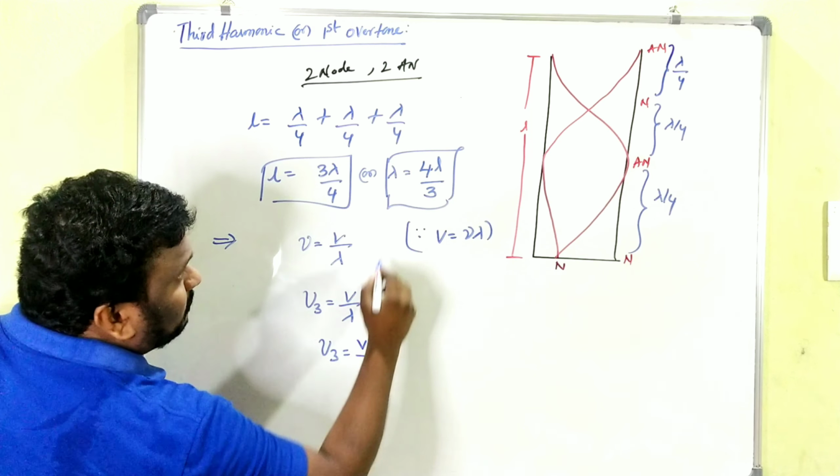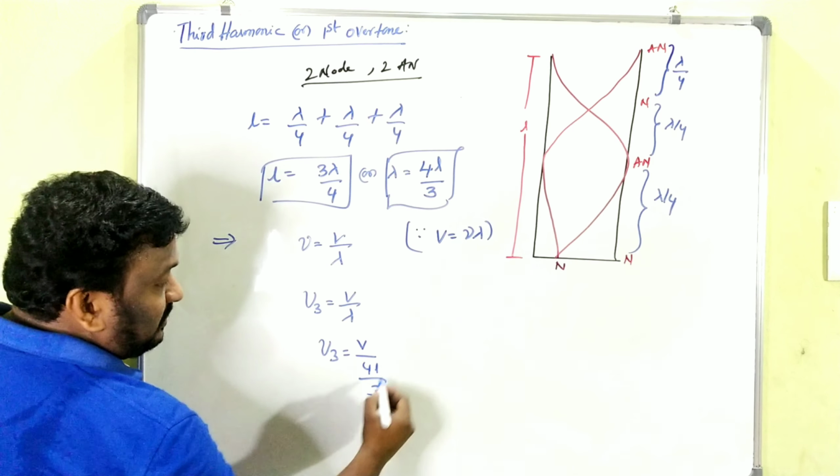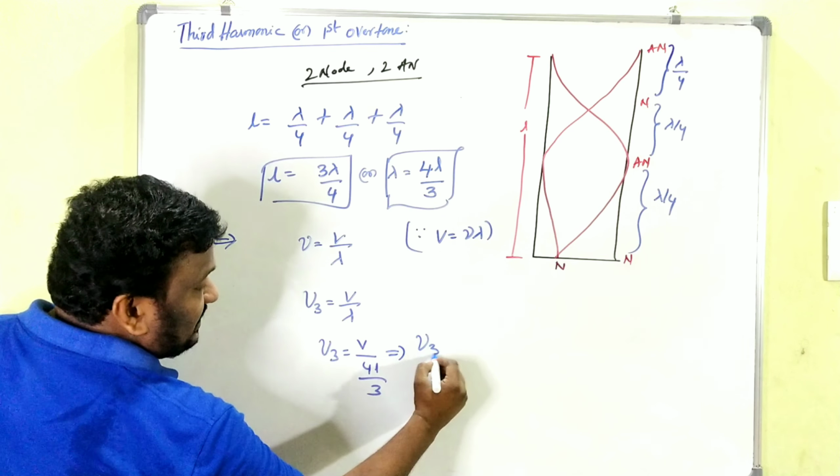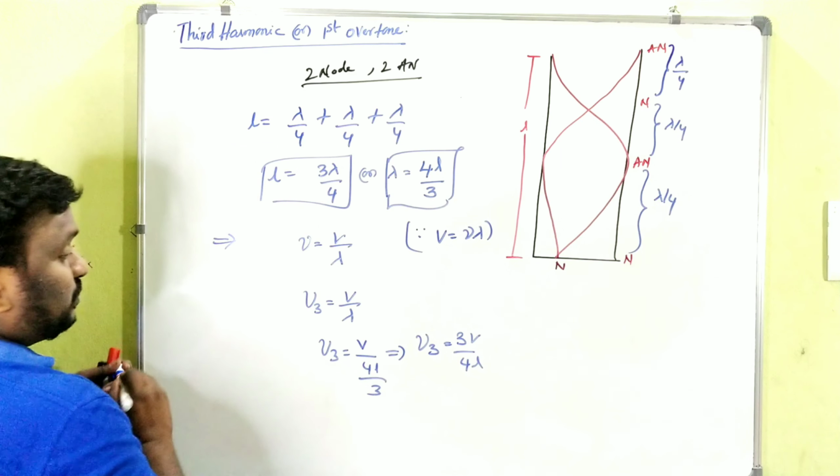V by 4L by 3. Then what do we get? Nu 3 is equal to 3V by 4L.